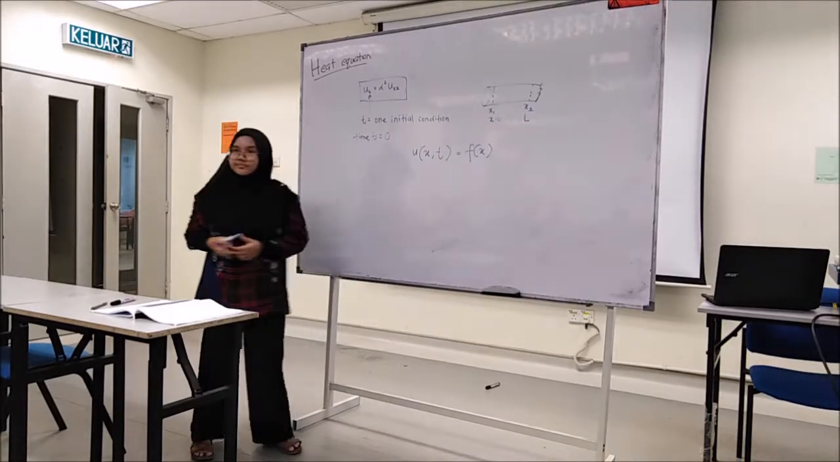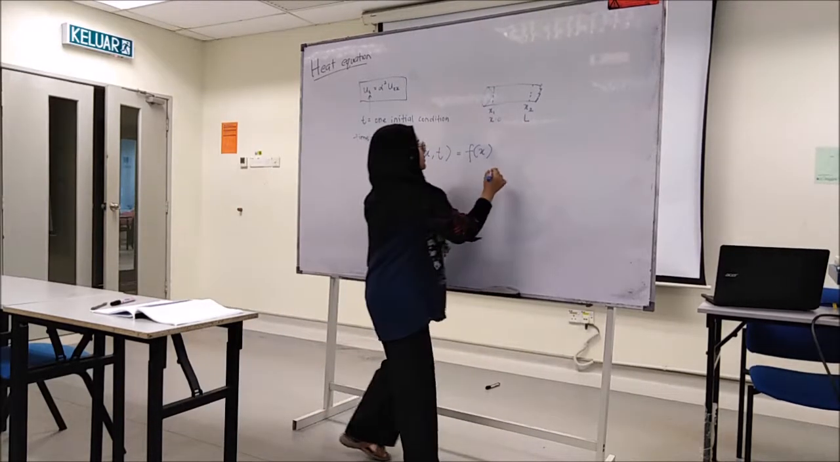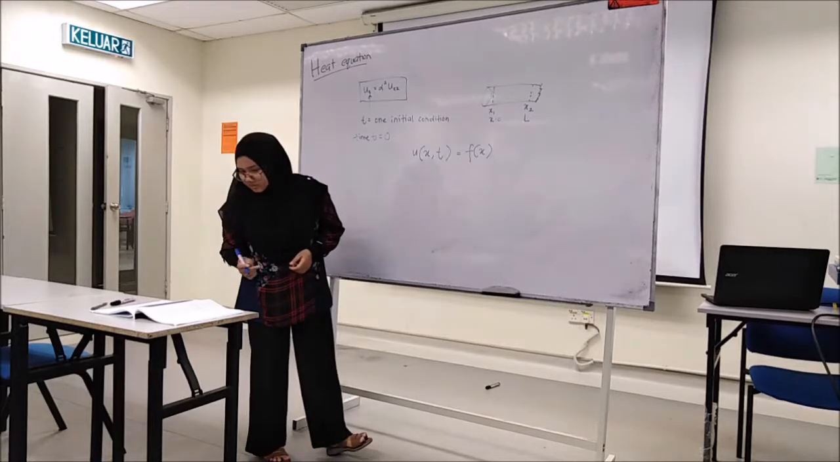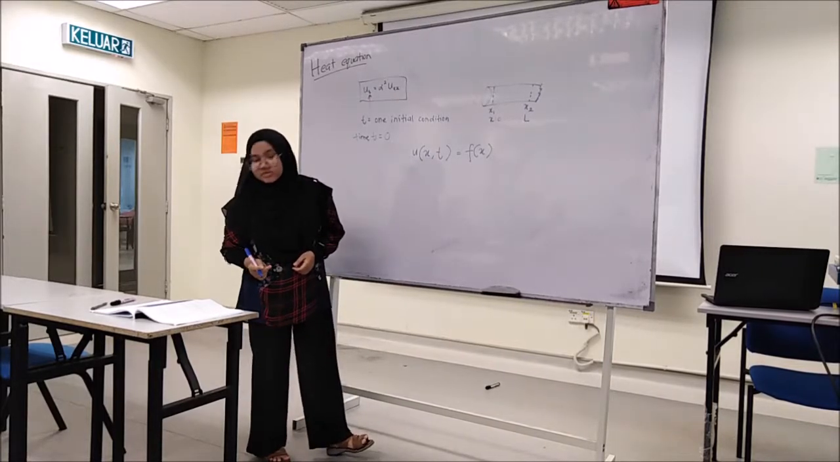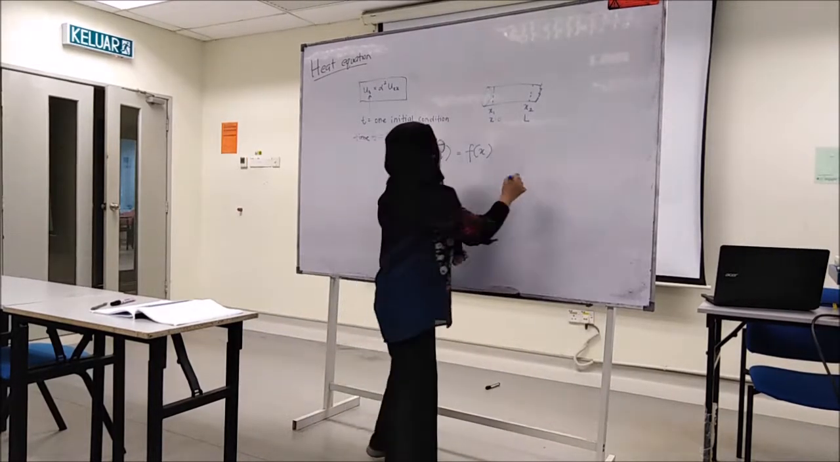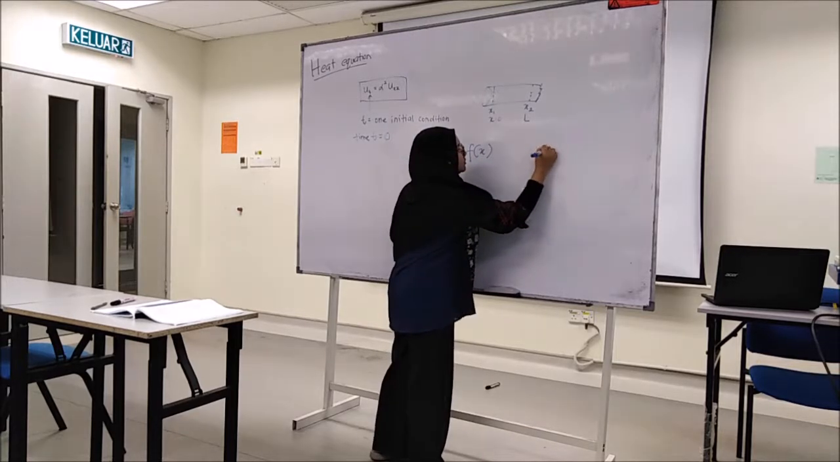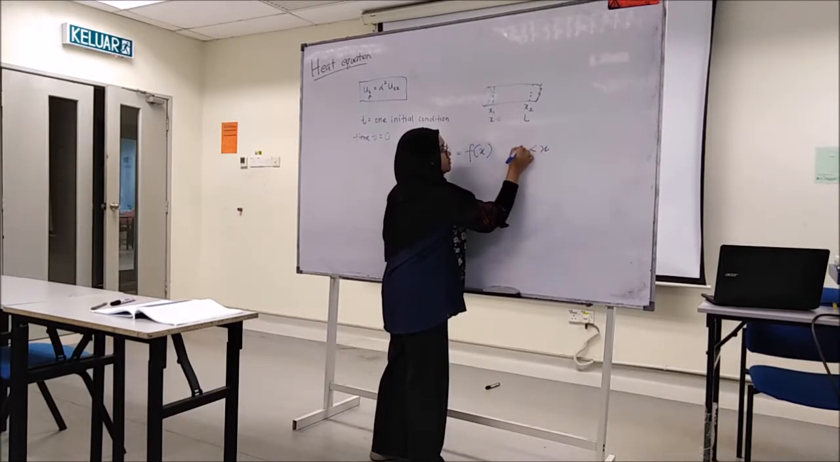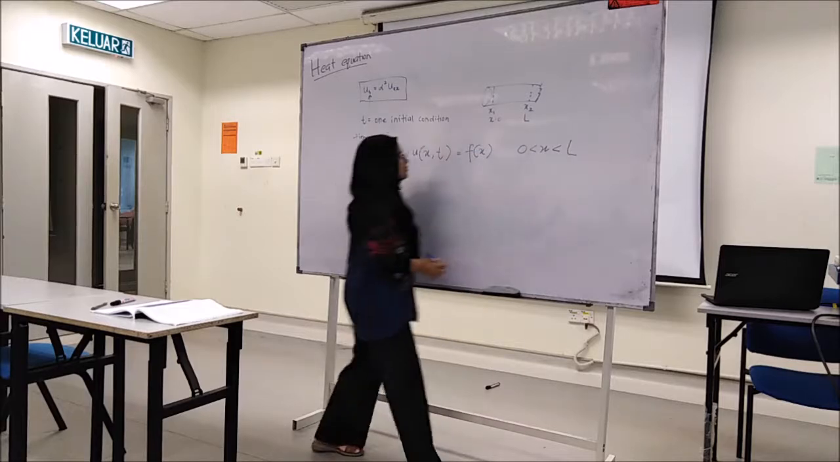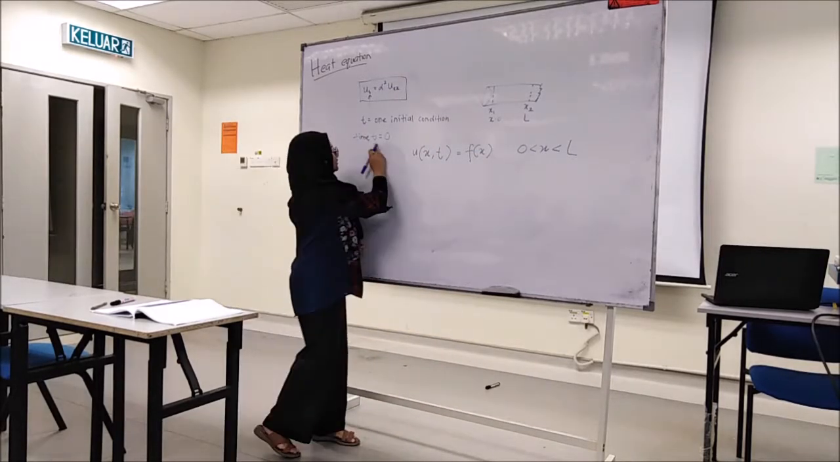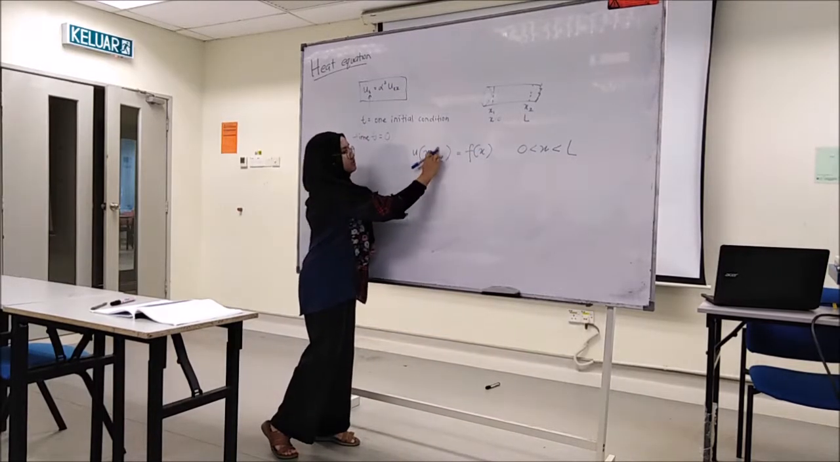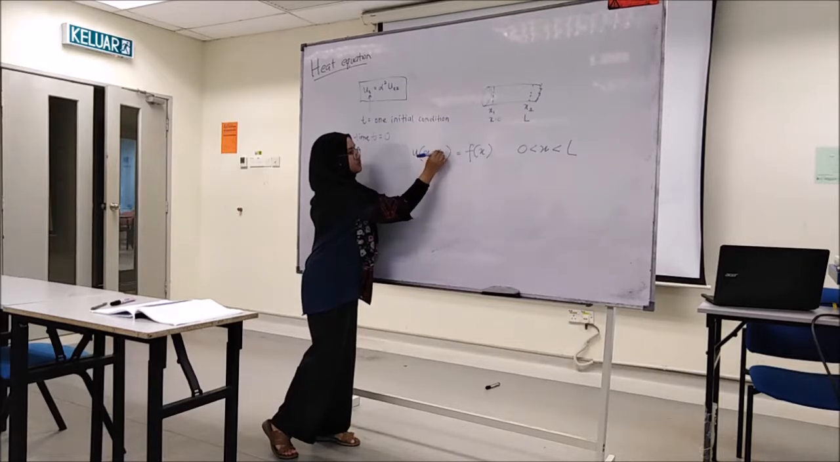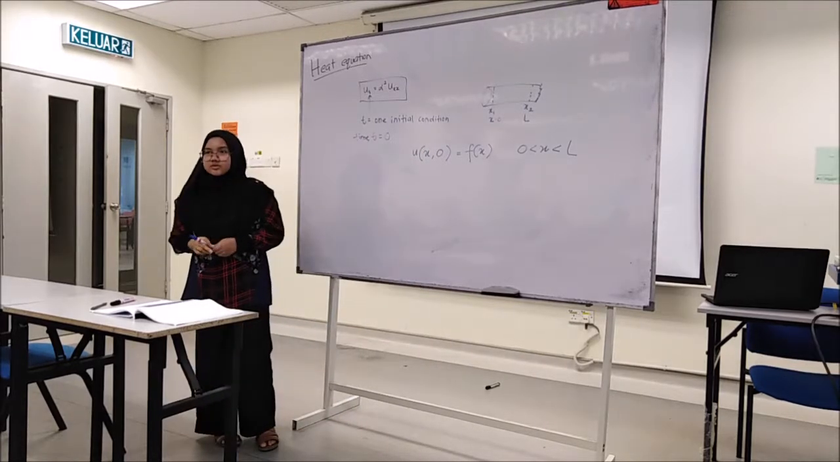So x equal to 0 is the initial point? Position. The boundary. Yes, the boundary is, in terms of x, 0 and L. Okay, so t is equal to 0. So this is the initial condition.